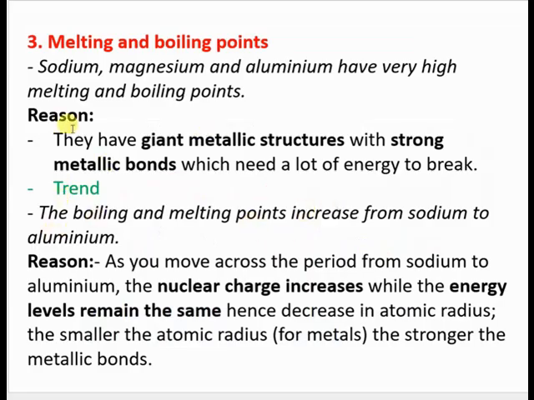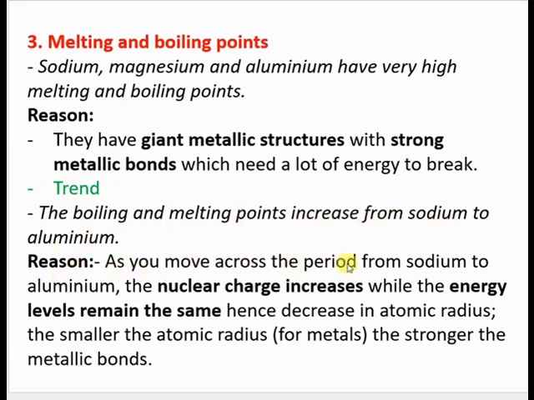Melting point and boiling point. Sodium, magnesium, and aluminum have very high melting points. The reason is they have giant metallic structures with strong metallic bonds, which need a lot of energy to break. You should know that boiling point and melting point depend on the structure of an element, whether giant metallic structures or molecular structures. The trend: the boiling point and melting point increase from sodium to aluminium.